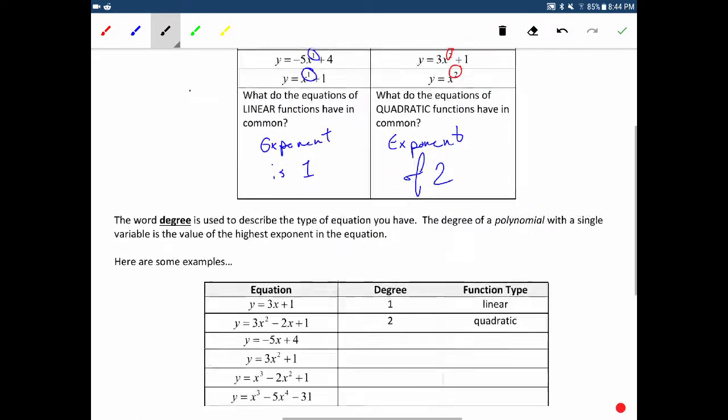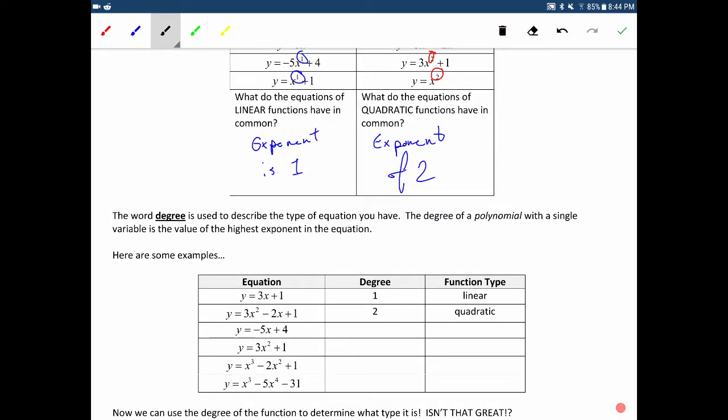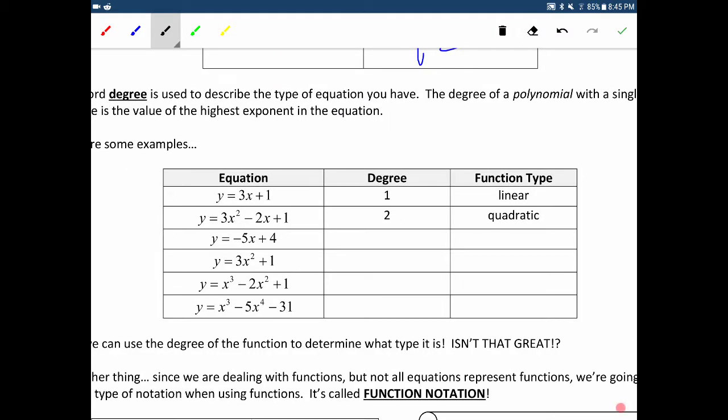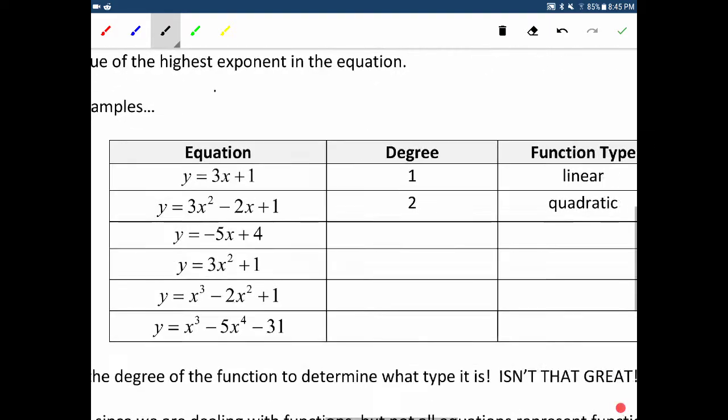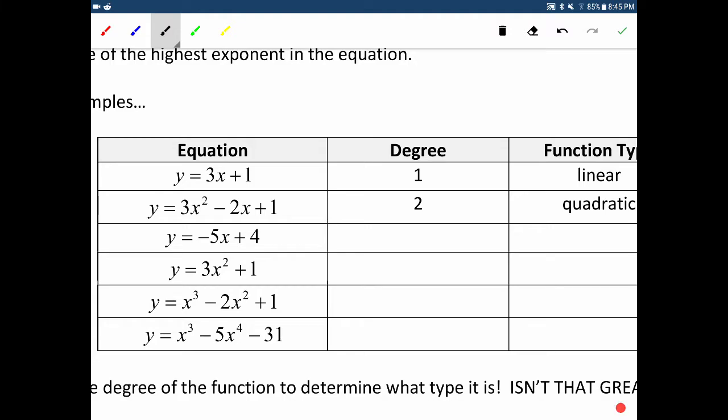So the word degree is used to describe the type of equation you have. The degree of a polynomial with a single variable is the value of the highest exponent in the equation. So what we do is we just want to know, is the degree 1 or is the degree 2? If the degree is 1, it's linear, and if the degree is 2, it's quadratic. And it's usually pretty easy for something that's linear, because if we look here, there is only one variable, and it has an invisible exponent of 1. So the degree is 1, which means it's linear.